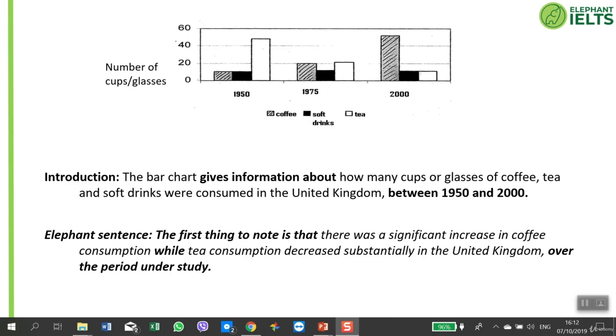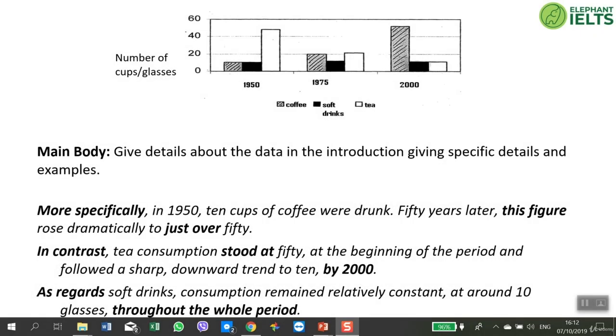Now we must go on to give details, using all the data to back up what we said. This is very important because if we leave out any data, we cannot get over a 5 for task achievement in writing task 1. So we begin with "more specifically." And we have to take each of these drinks separately and describe how many cups were drunk of each over the period. In other words, we must try and summarize the information.